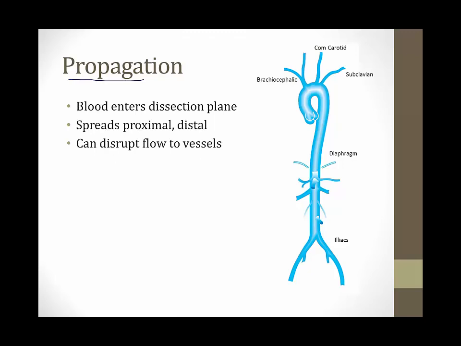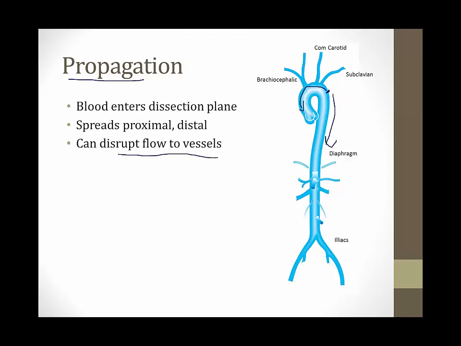So for example, if we look at this drawing on the screen, imagine that there's a tear in the intima at this point right here. Blood then enters the plane between the intima and the media, and it can propagate. It can spread distally down towards the abdomen, and it can spread proximally back towards the heart. And when it does this, it can disrupt flow to blood vessels.